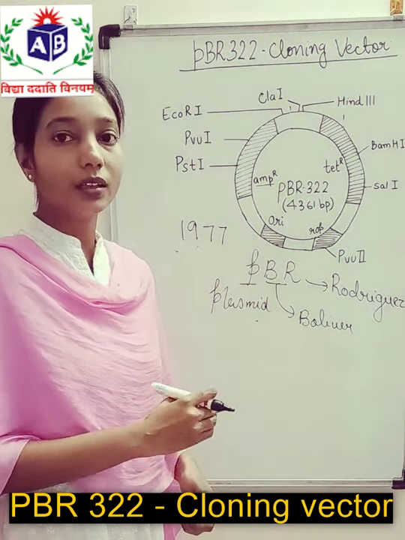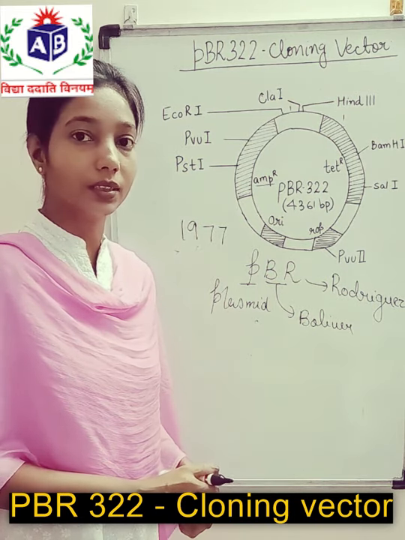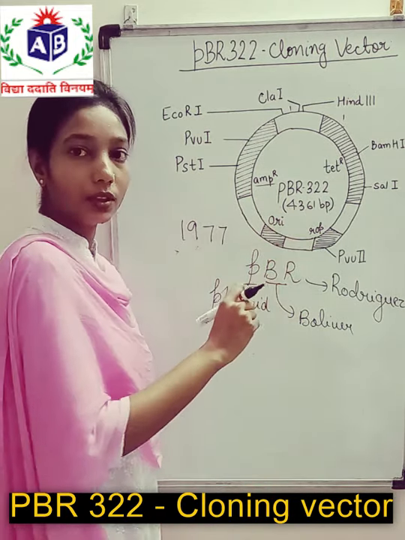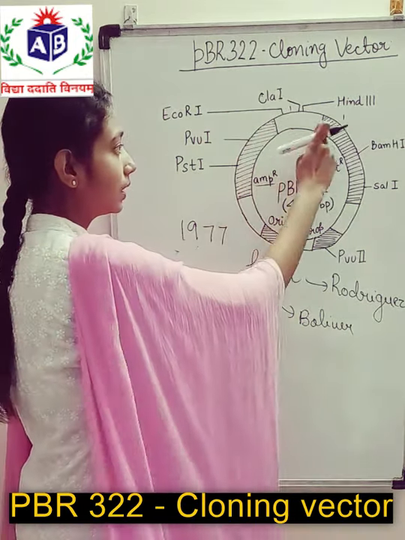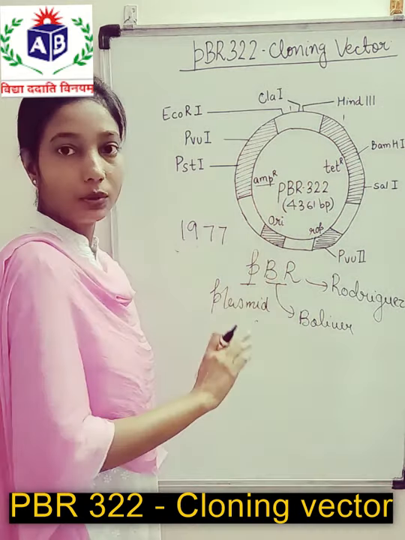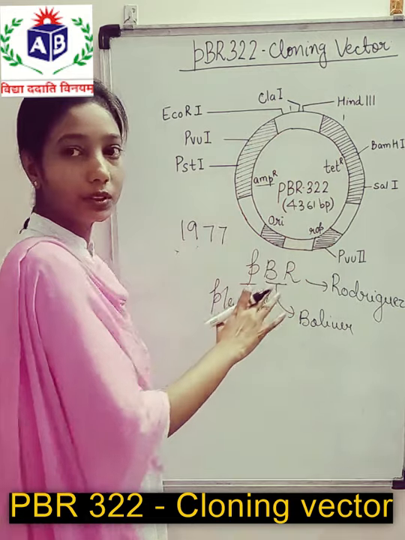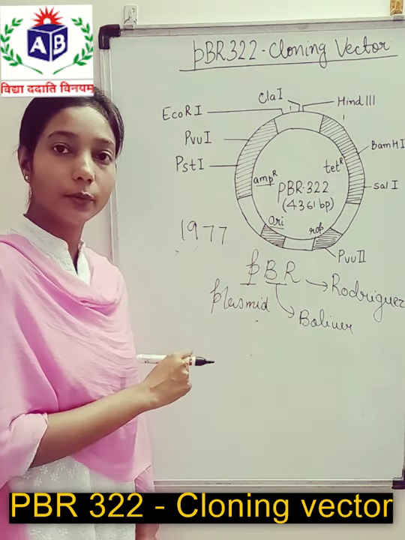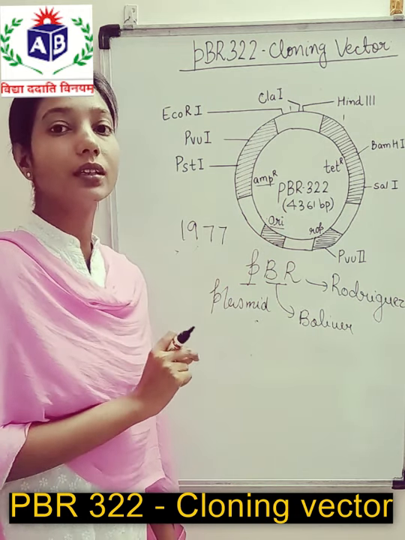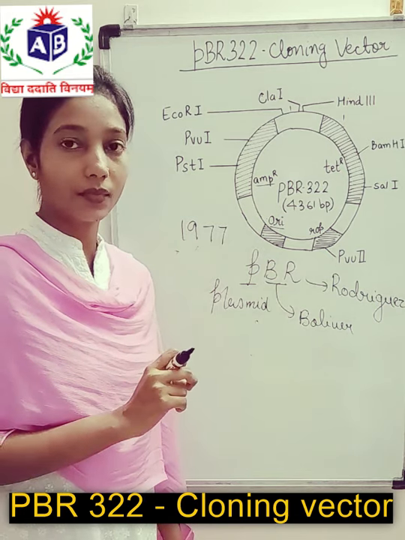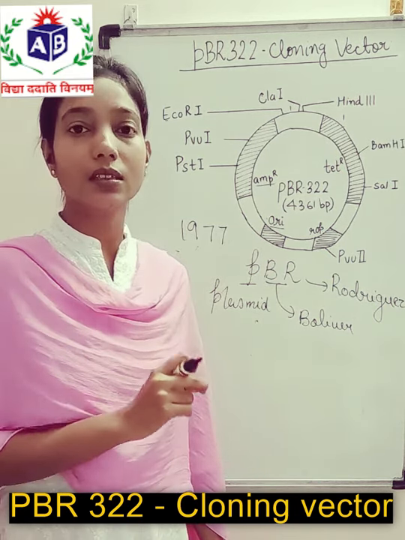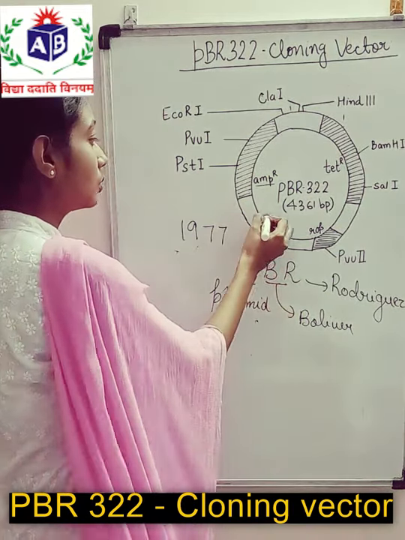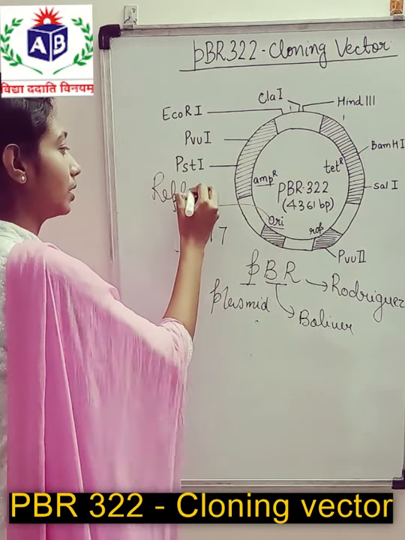Now let us look at the various components of this particular plasmid. This plasmid pBR322 is 4361 base pairs long, and as you can see it is a double-stranded circular DNA and it has several components present in it. One of the very important components present in pBR322 is ORI, the origin of replication. Origin of replication means this is the sequence from which the plasmid can initiate its own replication.